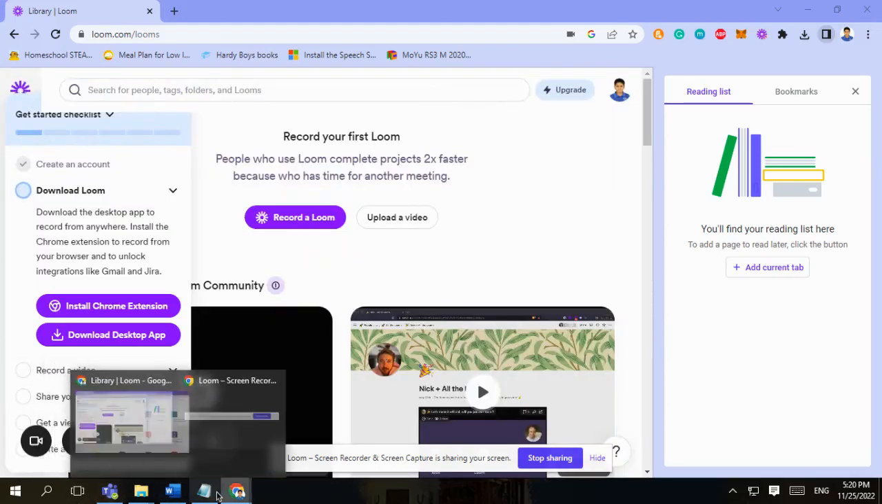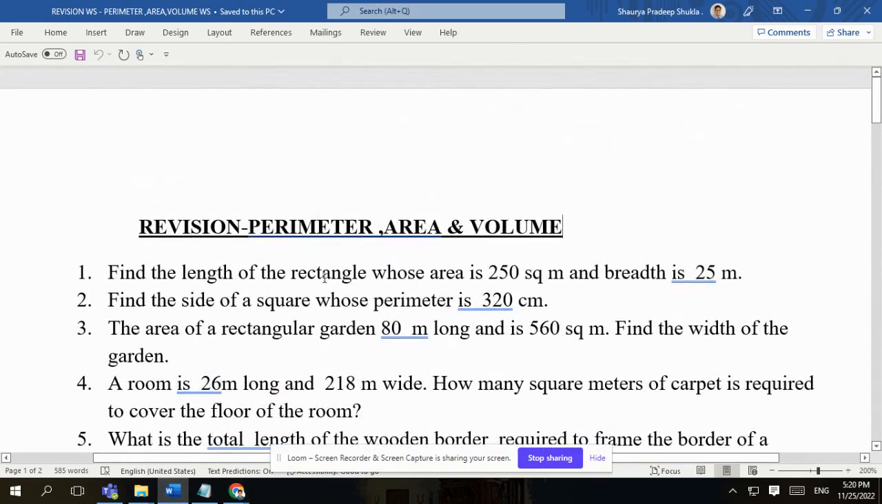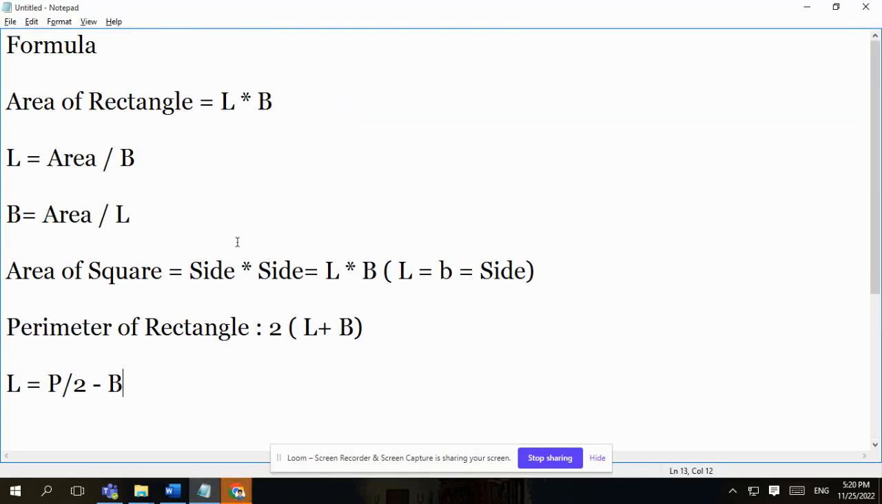Good morning, everyone. Today we'll be doing this worksheet. It's a worksheet on perimeter, area, and volume. But before we get started, let's have a look at all the formulas, because these formulas are going to help us in solving all of these problems, as these are all the main formulas.